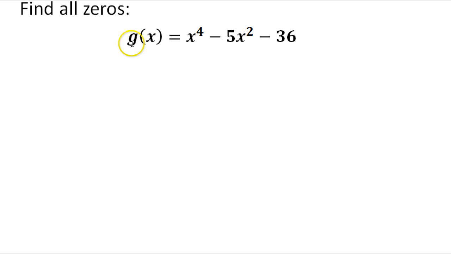To find the zeros, we want to convert this g of x here into 0. So we're going to rewrite it, but instead of writing g of x, we're going to write 0 right here. All right, now we can factor it. And we're used to factoring these.